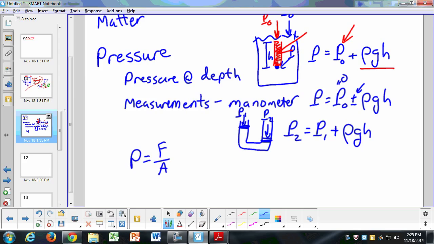Was it the chisel? Did you have a chisel question? I don't remember, but just what is the pressure given a force and area? Pressure is force over area.